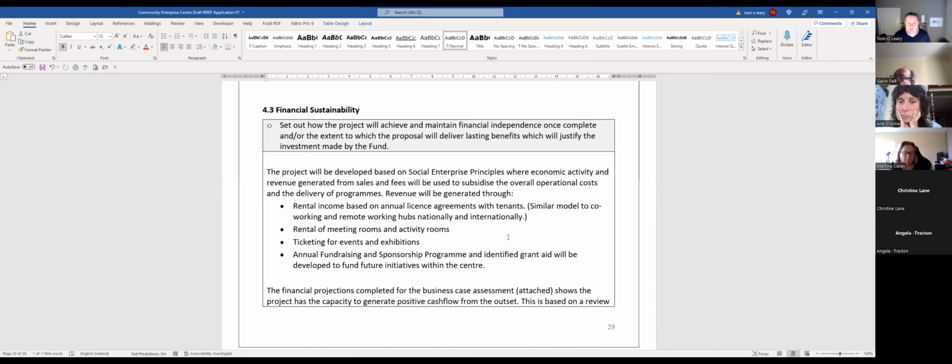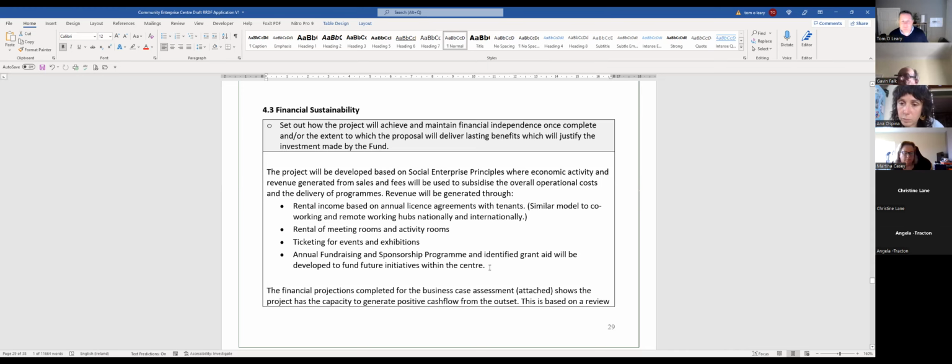So what we showed in this was that there'd be rental income generated from the tenants in the building, from the offices in the building, and rental income from meeting rooms and activity rooms. They would have events and exhibitions in the building as well, so you have ticketing and the revenue generated from that. There'd be an annual fundraising and sponsorship program, which we've explained in more detail in the business plan that we submitted with it.